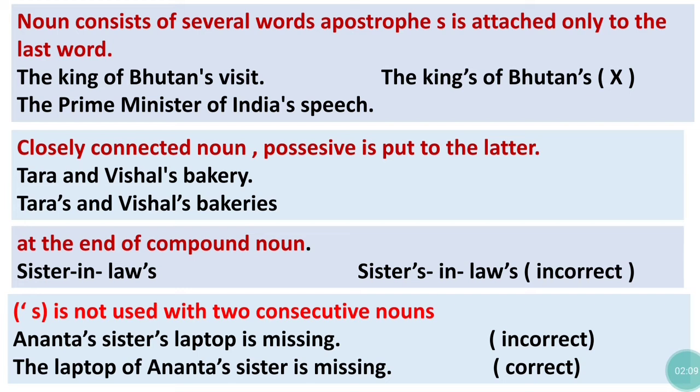Here the laptop is a non-living thing. So to show possession, we put the possession first, that is the laptop, then the preposition of, and then Ananta's sister is missing. That is the rest of the sentence. Here we put apostrophe s to Ananta. Don't put apostrophe to each noun. It is incorrect.